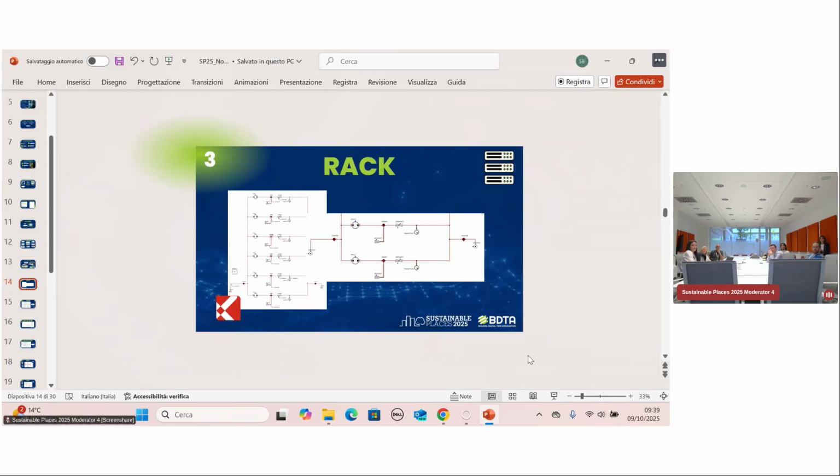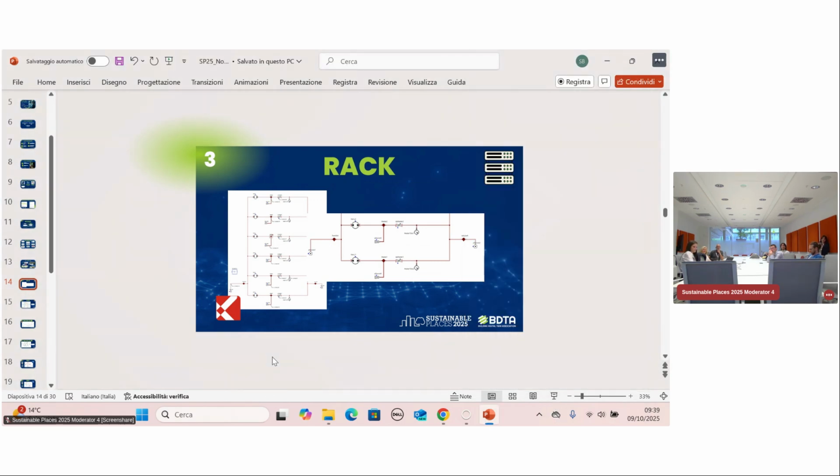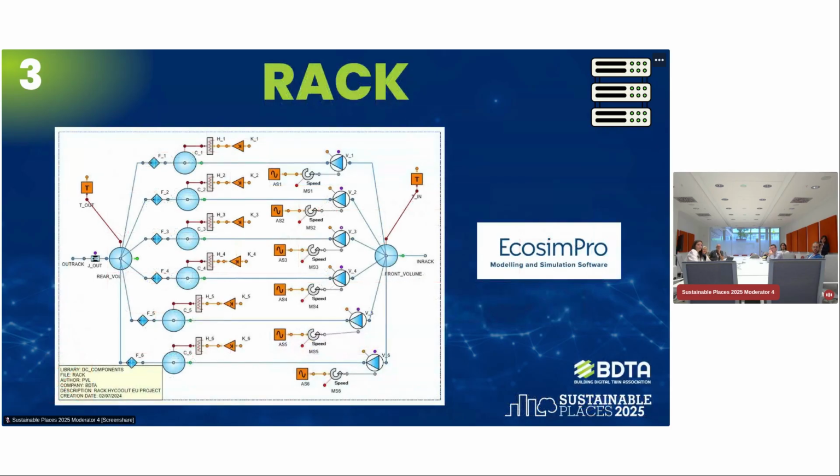In this case it's in Simulation X, and we have the same model in EcoSim Pro. This is Simulation X, and this is EcoSim Pro. As you see, it's the same, but in different software, which is why the image looks different. Here you have the volume, another volume where you are heating, and then the fan and the other volume.